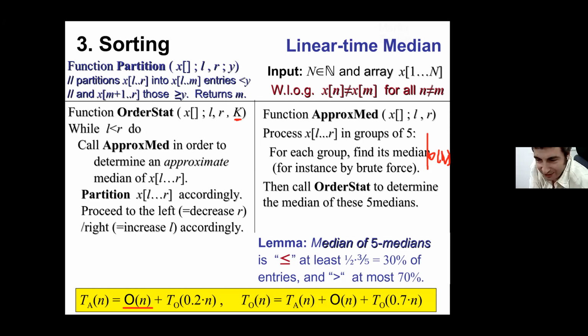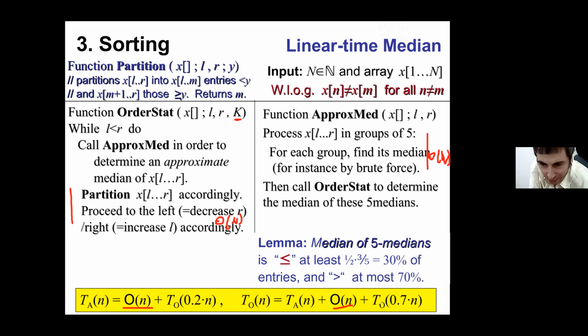So what does the order statistics have of complexity? The order statistics calls the approximate median, so you have T of n. Then you have this partition. This is O of n. This comes here. And then you get this term T_O of 0.7 times n, and I explained where this comes from.